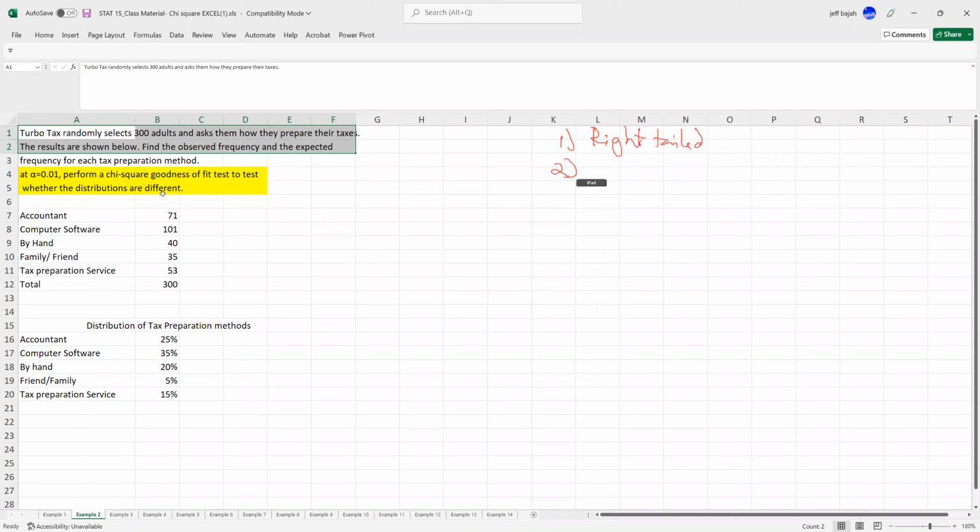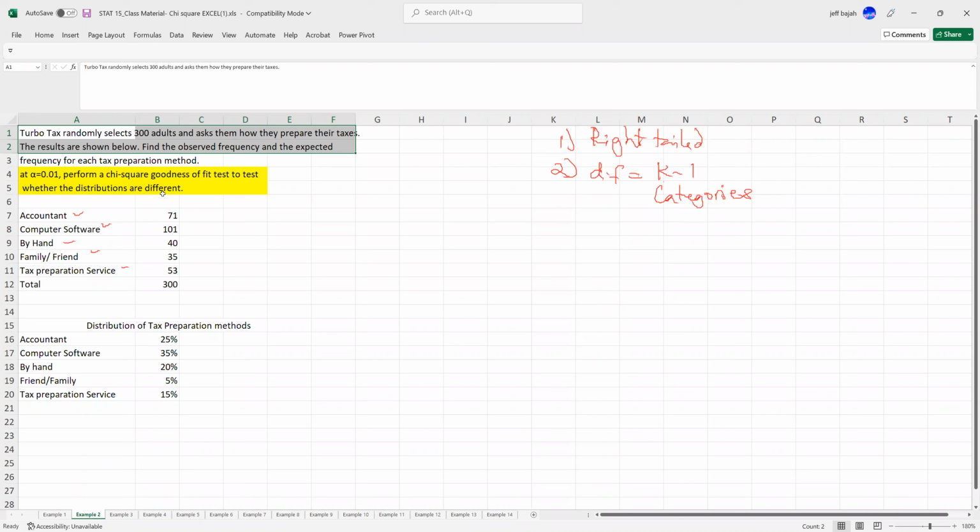That's one. Two, with a chi-square, your degrees of freedom is actually k minus 1, where k stands for your number of categories. So think of that as 1, 2, 3, 4, 5. That is your number of categories. That's how we find our degrees of freedom.